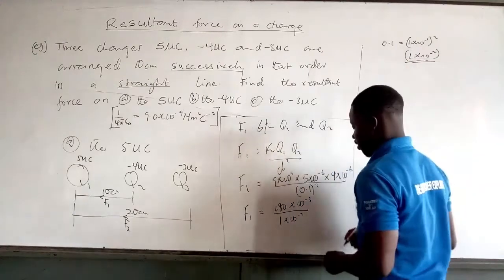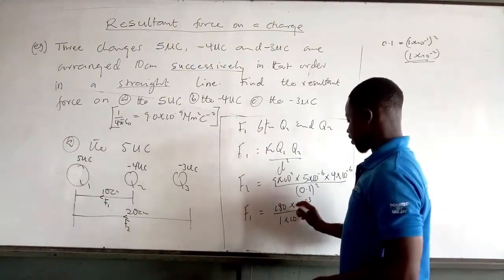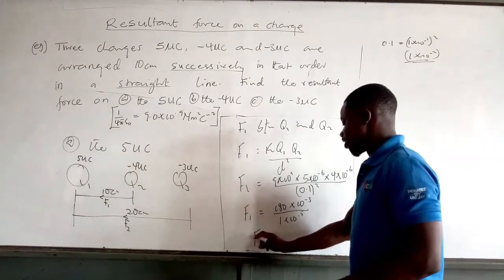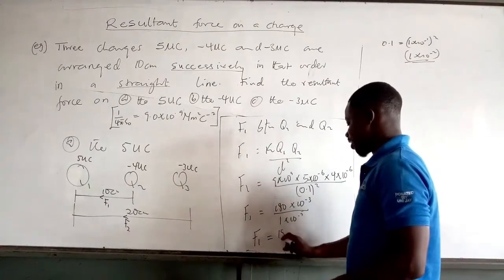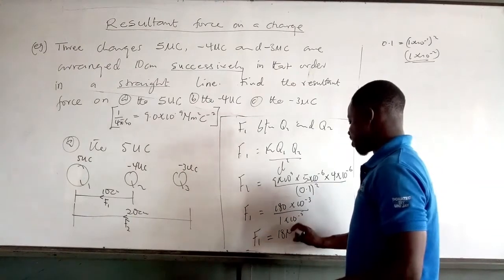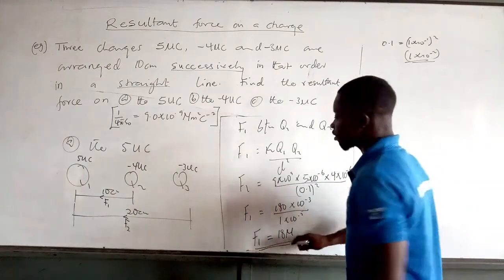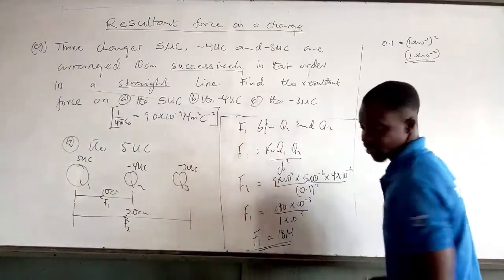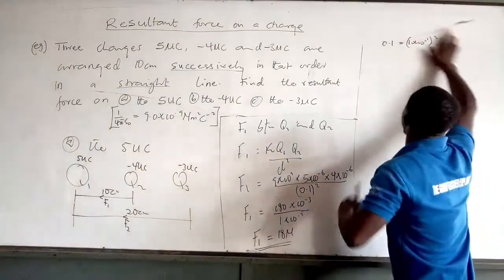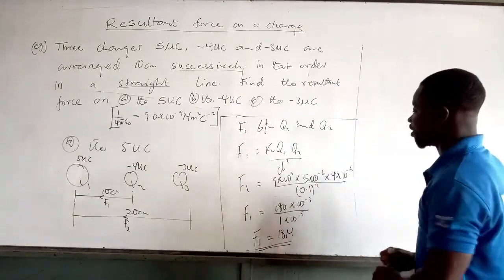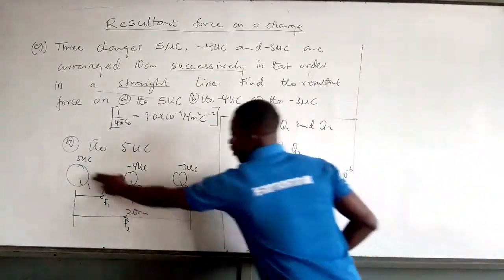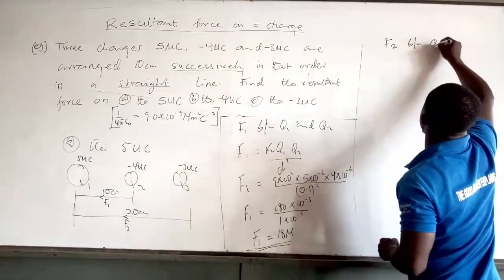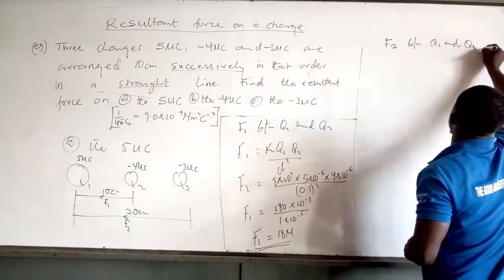Exactly. Good. So when this one cancels this, I'll be left with 180 times 10 raised to the power minus 1. That will give me my F1 is equal to 18 newtons. So the force between Q1 and Q2 is 18 newtons. Good. Now we look for the force between Q1 and Q3. So F2 between Q1 and Q3.